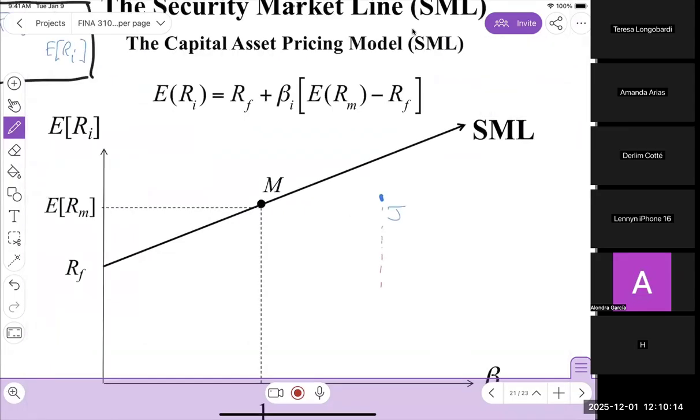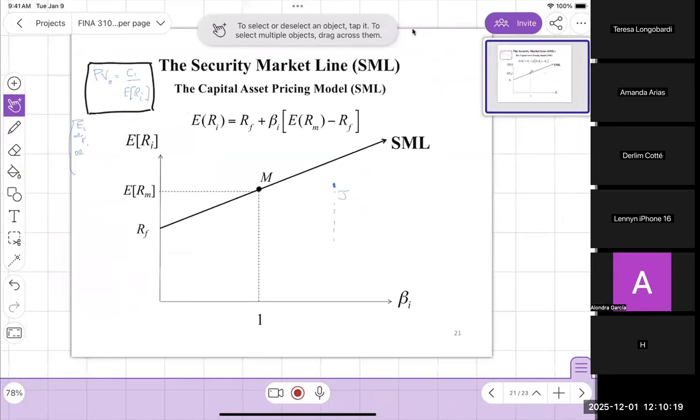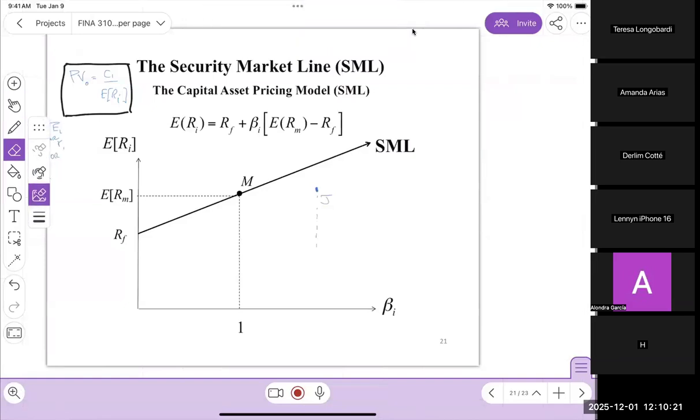Oops, jumped. Hold on. Something happened. Let me clean this.